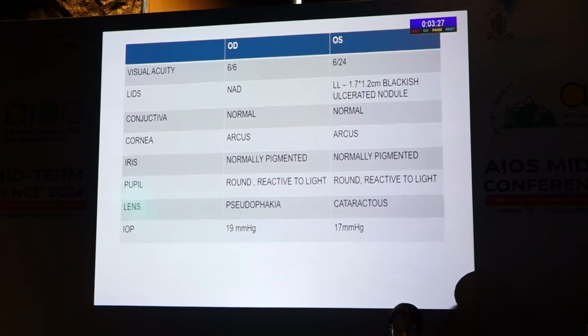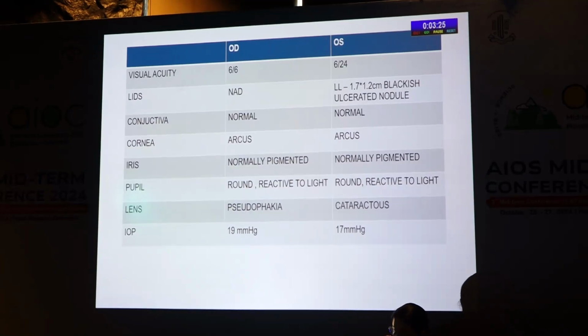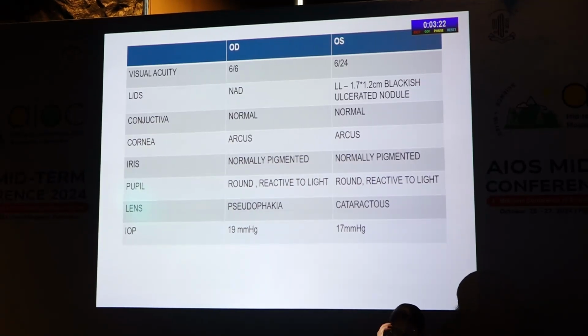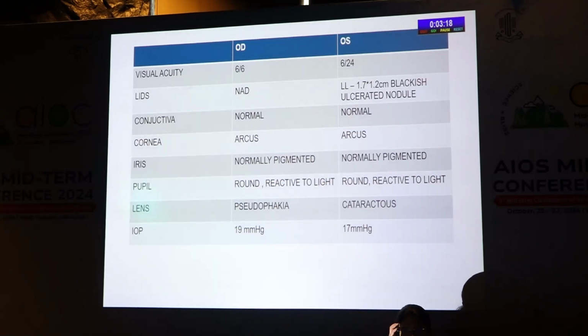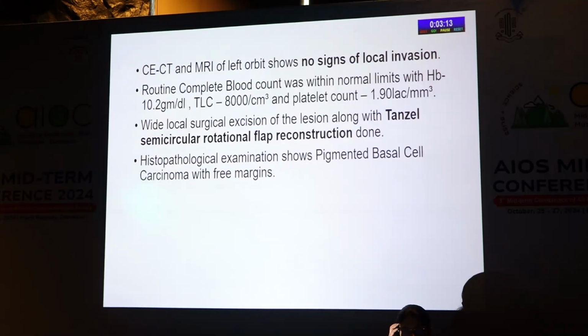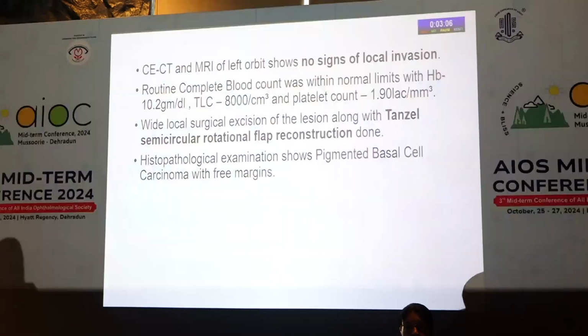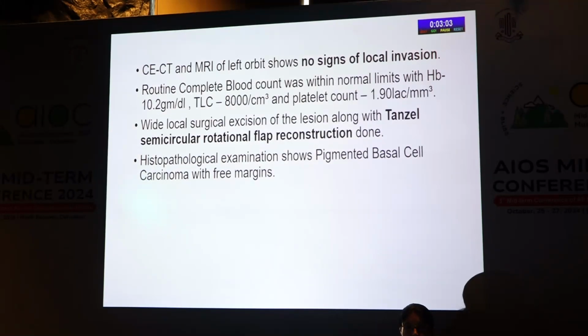The examination shows everything within normal limits except that the left eye lower lid has a mass of size 1.7 into 1.2 centimeter, a blackish ulcerated nodule. The CT and MRI of the left orbit show no signs of local invasion, and the routine complete blood count was within normal limits, with a hemoglobin of 10.2 gram per deciliter, total leukocyte count of 8000 per cubic centimeter and platelet count of 1.90 lakhs per mm cube.